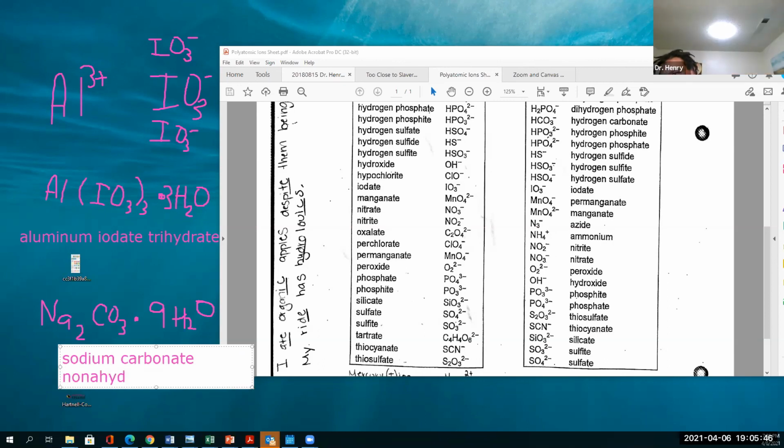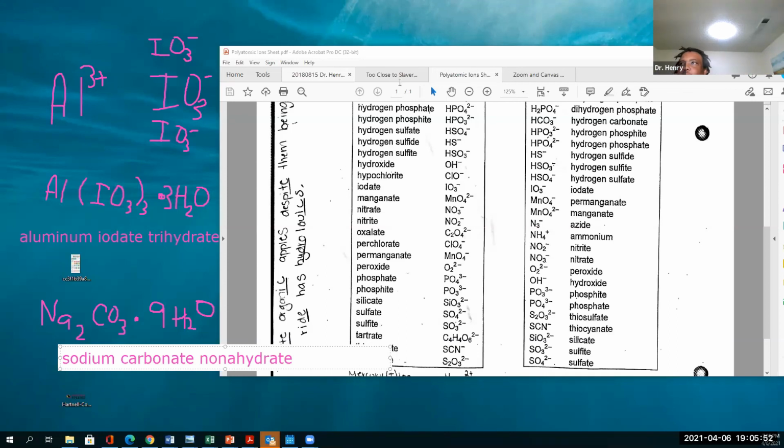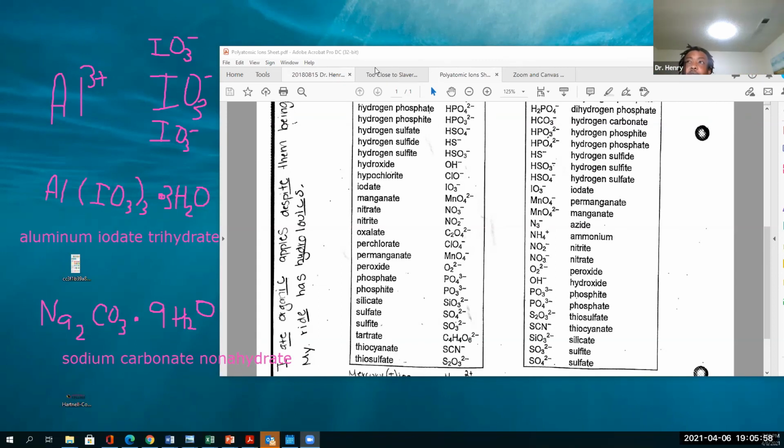Nonahydrate. Yes. But it's times that. Is that a times? Yeah, it's a big dot. It's like multiplication, like times. Basically you're saying we added a whole bunch of water. Yeah, I saw that in the homework. I was like, what? Yeah, big dot. Okay, questions, concerns?